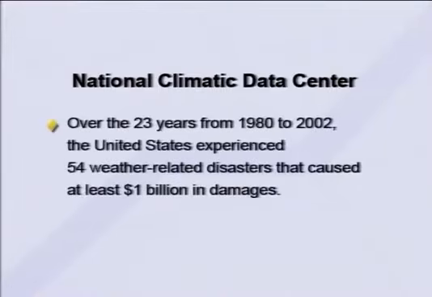The U.S. government has something called the National Climatic Data Center, and it found that over the 23 years from 1980 up to 2002, the U.S. experienced 54 weather-related disasters that caused at least $1 billion in damages. For example, Tropical Storm Allison caused $5 billion in damages in Texas and Louisiana and other states in June 2001. And major forest fires caused $2 billion in damage across 11 western states in the summer of 2002.